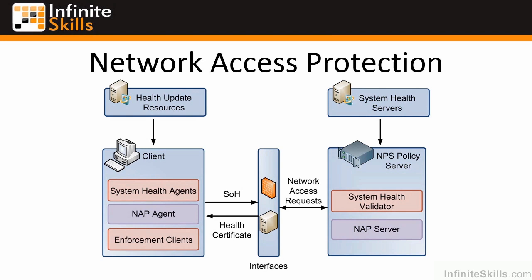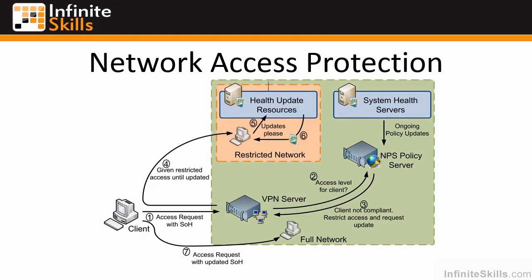Now that complete process looks like this. A client requests access, let's say to VPN initially. It's been asked for a statement of health. So the VPN server now asks the network policy server, can this machine have access? It checks with the system health servers, and currently it's not compliant. So the not compliant result is returned to the VPN server, which is then told to the client.